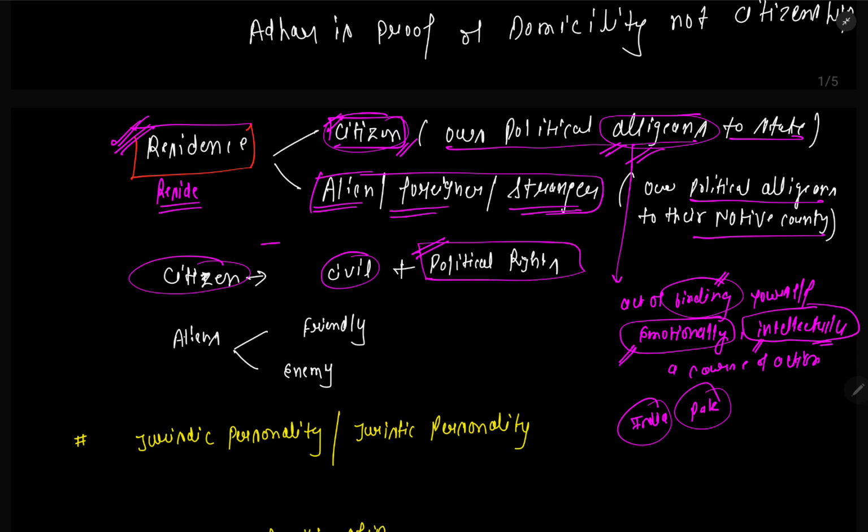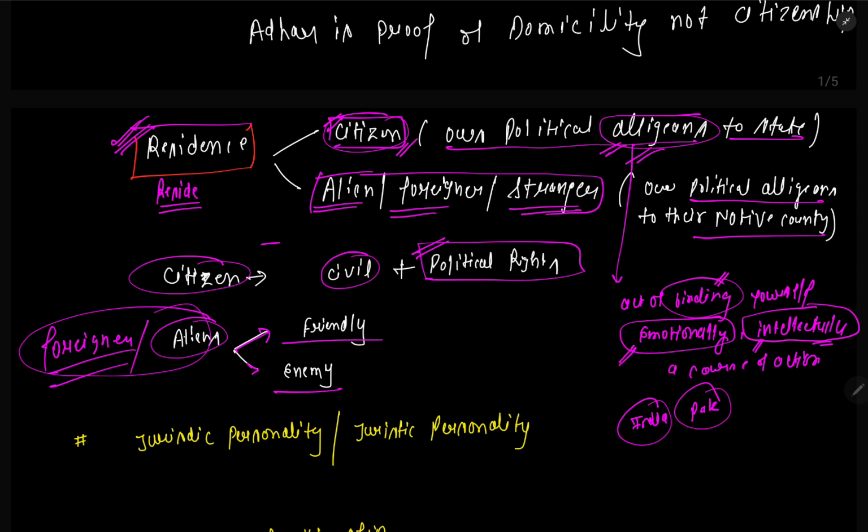So the citizens have both the civil and the political rights. But if you talk about the aliens, there is further a classification of the alien or any foreign person who has come to India. What is the classification? Now the alien can be of two types. The first one is the friendly alien, the second one is the enemy alien. Now what is the difference between them?